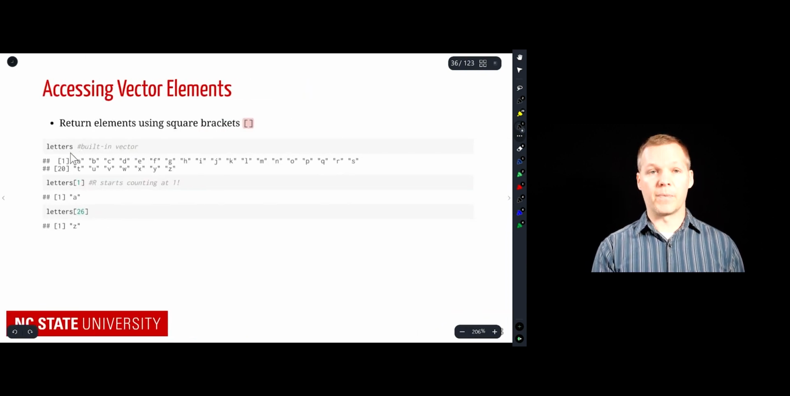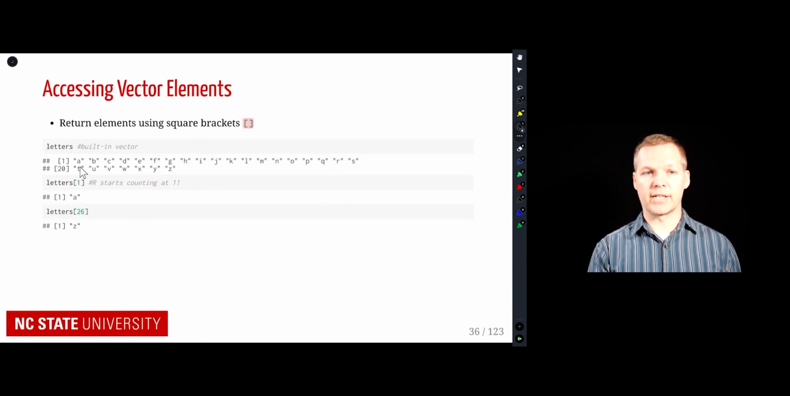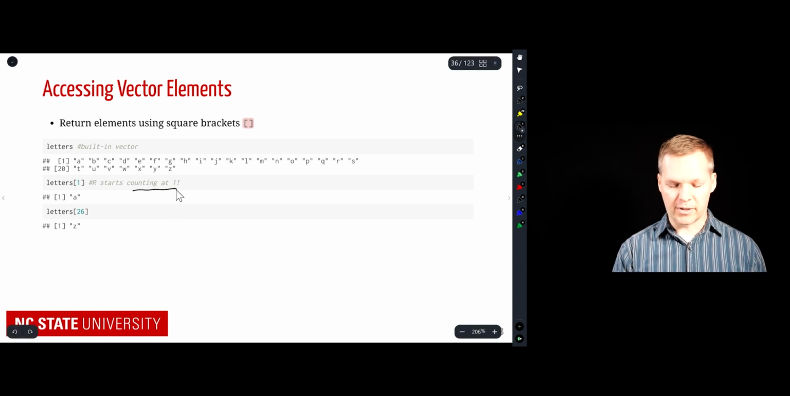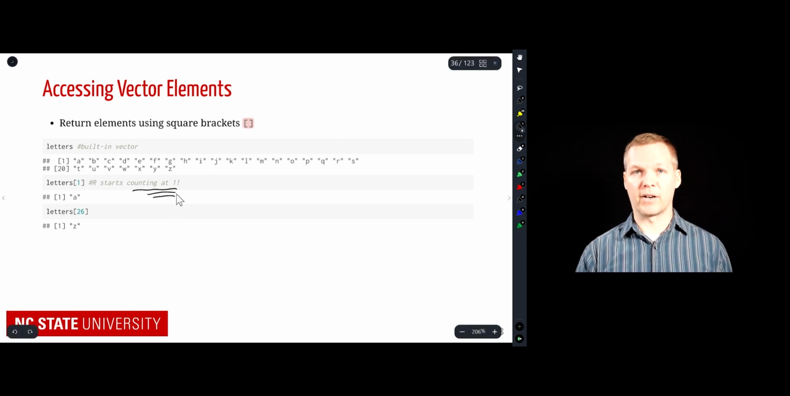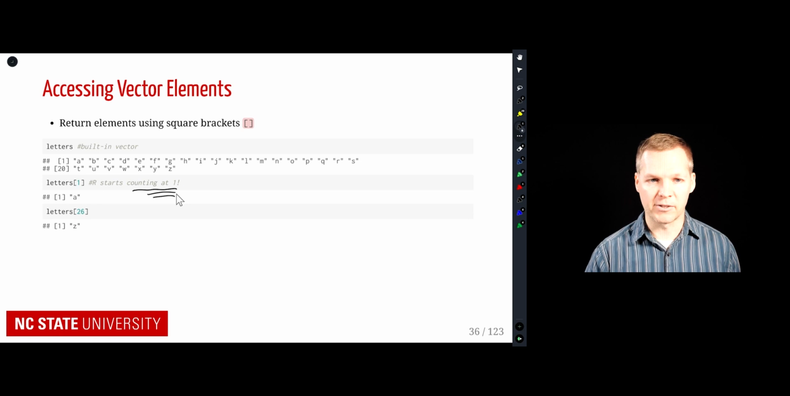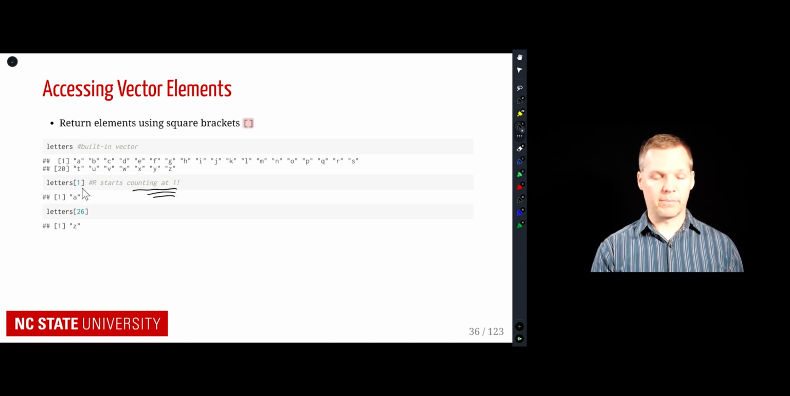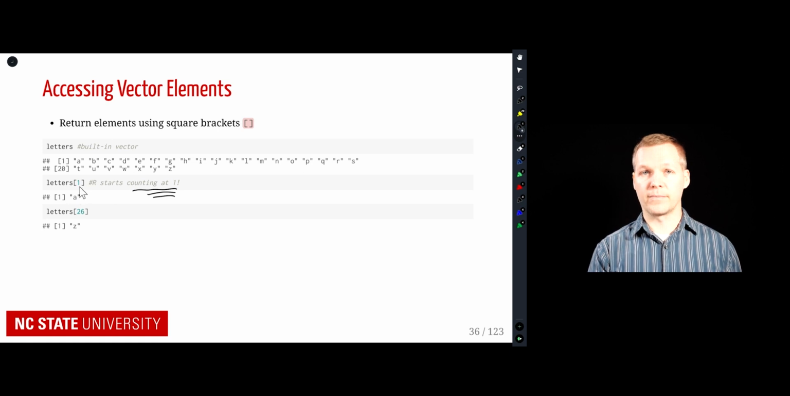So for instance, there's this letters built-in object, so it just has the lowercase letters a through z. And if I want to return the first element of that vector, I would just do letters, bracket, immediately following letters, and then put 1 in there. Remember that R does start counting at 1. If you come from other programming languages, that might be very weird to you. Most other programming languages start counting at 0. But we're going to start counting at 1. So if I want the first element back, I just put in 1 there. If I want the 26th element, I just put in 26. Not too bad.